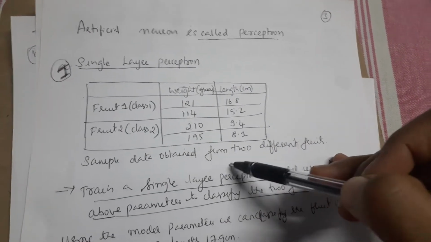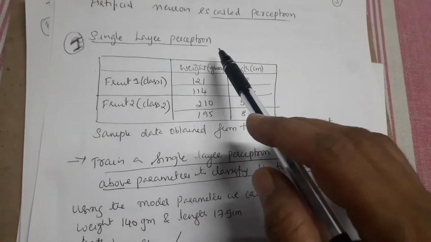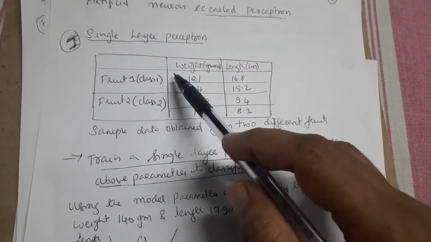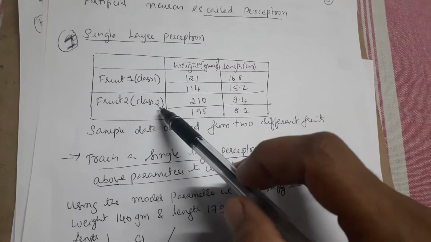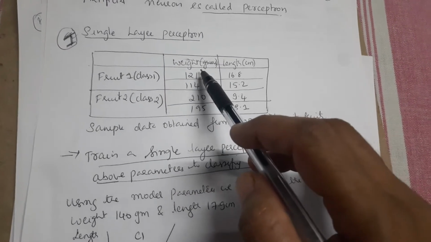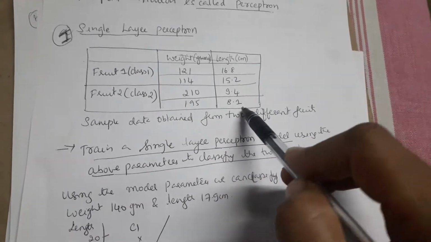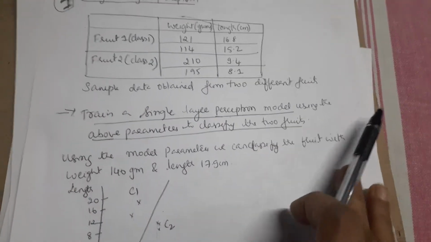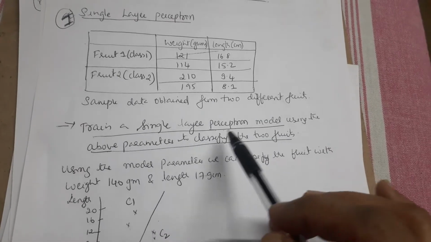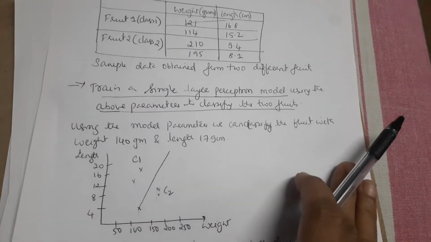So what happens in single layer perceptron? Let us take an example and go into detail. In single layer perceptron, we have only an input layer and an output layer. Here we have two classes, fruit 1 and fruit 2, and for the fruits we have taken two features: the weight of the fruit and the length of the fruit. The data is already given for two different fruits. So train the model using a single layer perceptron, using the above information, that is, the parameters.